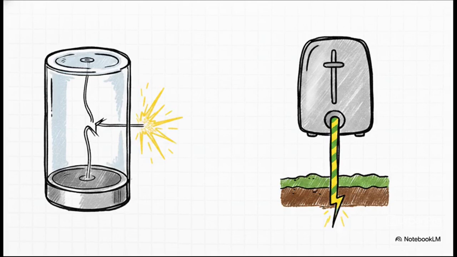And that green earth wire, it connects the metal casing of your appliances deep into the literal ground. So if there's a dangerous leak, the current safely flows into the earth instead of giving you a nasty shock.